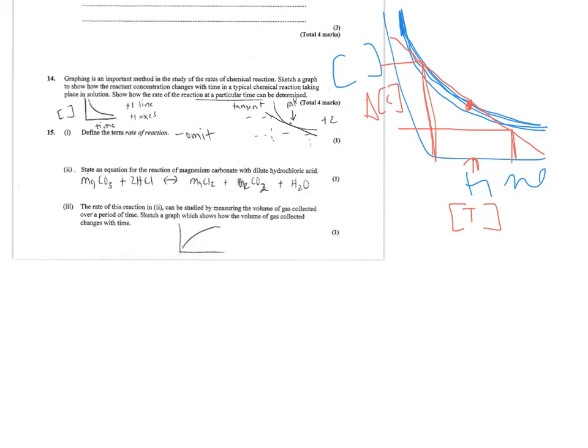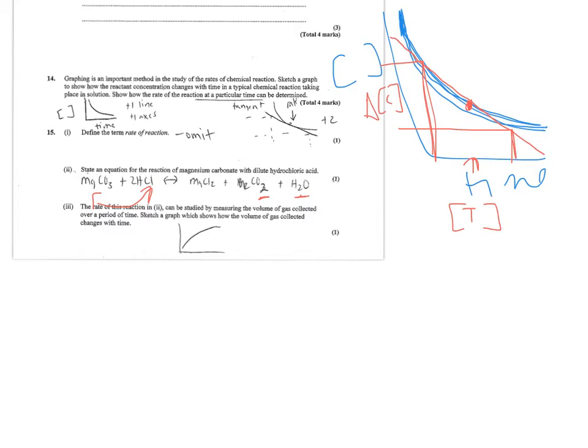Number 15, skipping the first one and going to the second, state an equation for the reaction of magnesium carbonate with dilute hydrochloric acid. So MgCO3 plus 2HCl, you're going to get MgCl2 because it's a double replacement reaction. And then you can see I started writing H2CO3, but anytime you have a carbonate, that H2CO3 actually breaks apart into H2O and CO2. So I have 3 products there.